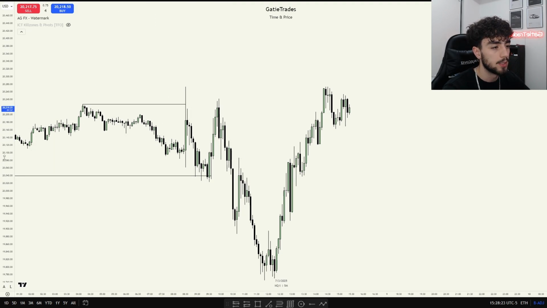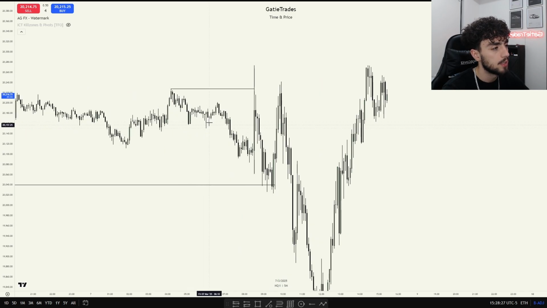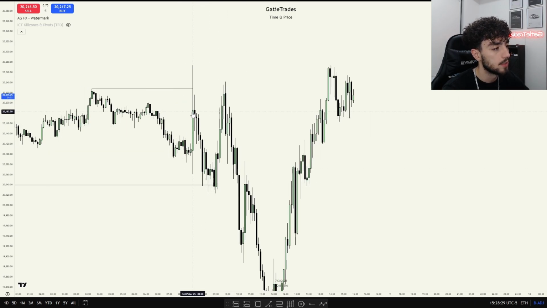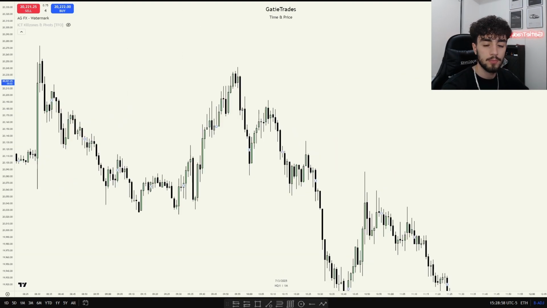So this is one very simple example where you can see we took out one liquidity identified by this rejection, and then we have a very quick low resistance liquidity run, and we take out another opposing liquidity pool. So one very simple example.